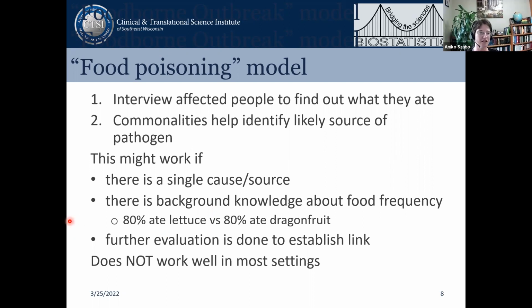And of course, even when they identify something like that, this is not the end of the story. They'll do further work to establish the link, right? So it's not like they'll stop and say, oh, that's it.